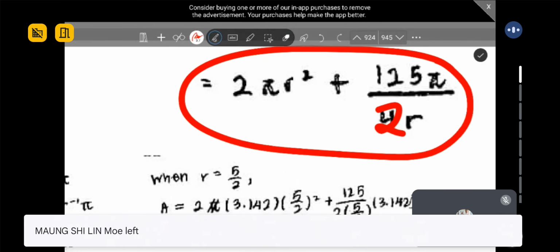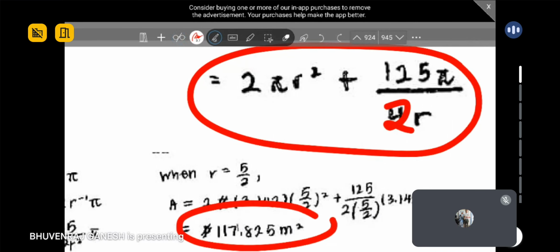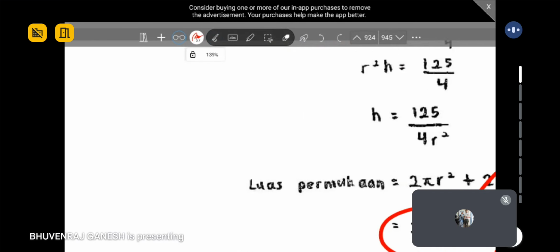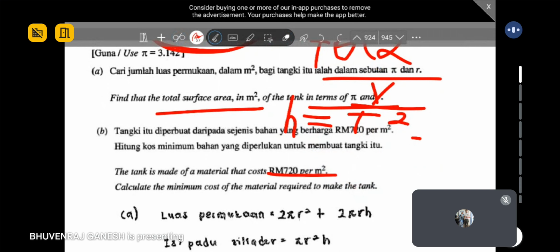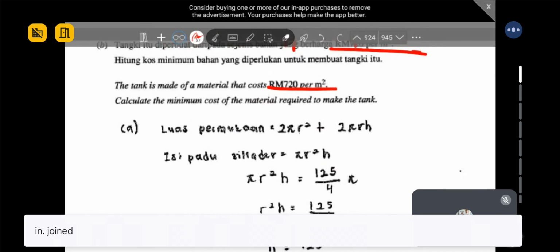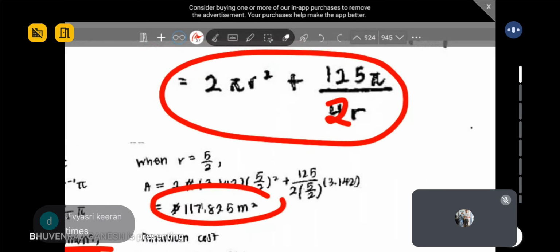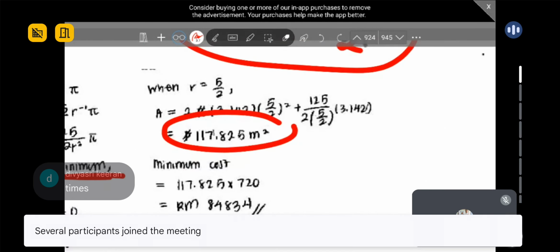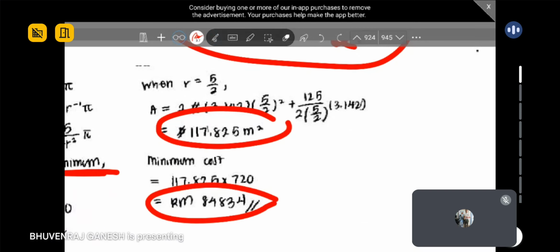And then press calculator. Tekan saja calculator, you will get the area. Kamu akan dapat luas dia. So now, you see the question. They ask you the cost, guys. So cost means that you follow the ratio. Tengok nisbah dia, guys. 1 meter square, RM 720. So means that now you have 117.825 meter square. So macam mana cari cost? Kali dengan 720 sajalah. So this will be your final answer.